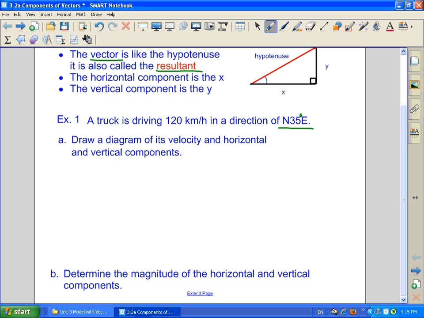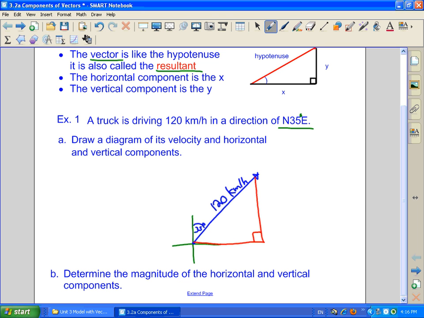So first of all, we need to realize that we're going to start somewhere down here because we're going northeast. So from my starting point here, I know that we are going north 35 degrees east. The 35 degrees comes from this angle here. My magnitude of it is 120 kilometers per hour. In order to get the vertical and horizontal component, I'm going to drop a 90-degree triangle like this.